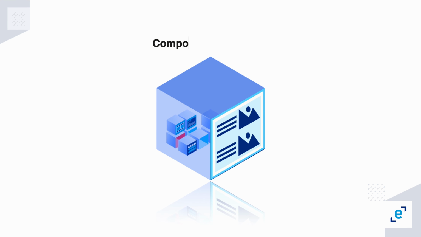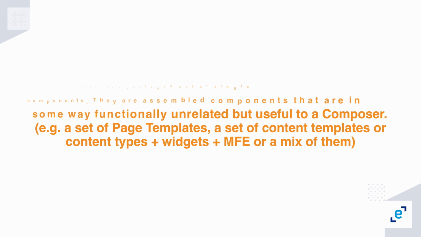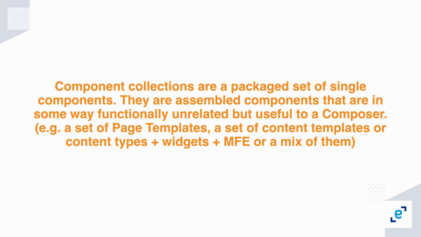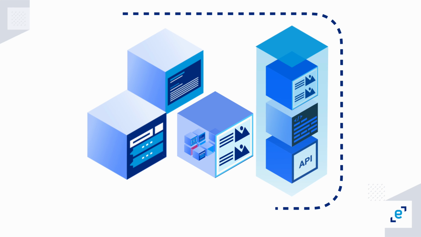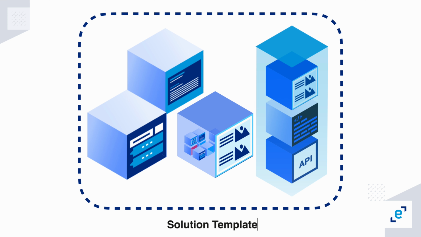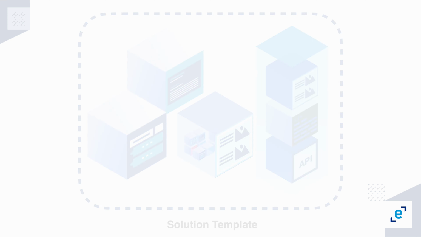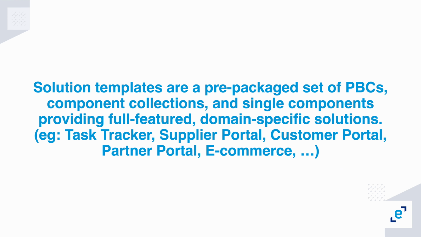Component collections are a packaged set of single components. They are assembled components that are in some way functionally unrelated but useful to a composer. Some examples could be a set of page templates, a set of content templates, or content types. Solution templates are a pre-packaged set of PBCs, component collections, and single components, providing full-featured, domain-specific solutions. Examples could be task tracker, supplier portal, customer portal, partner portal, e-commerce.